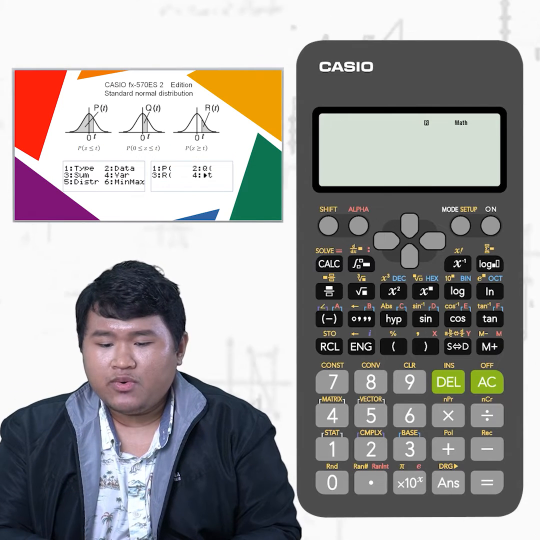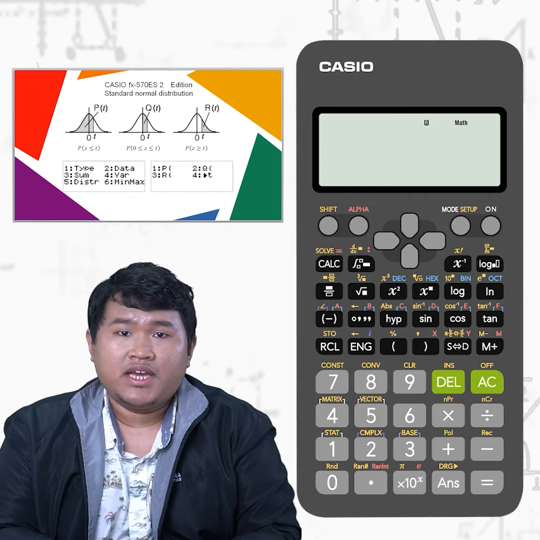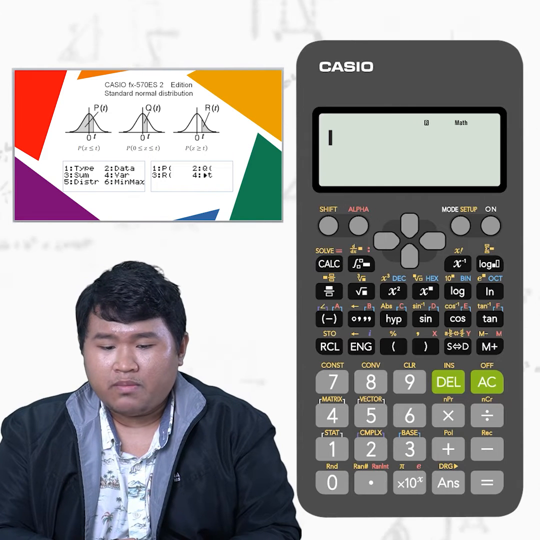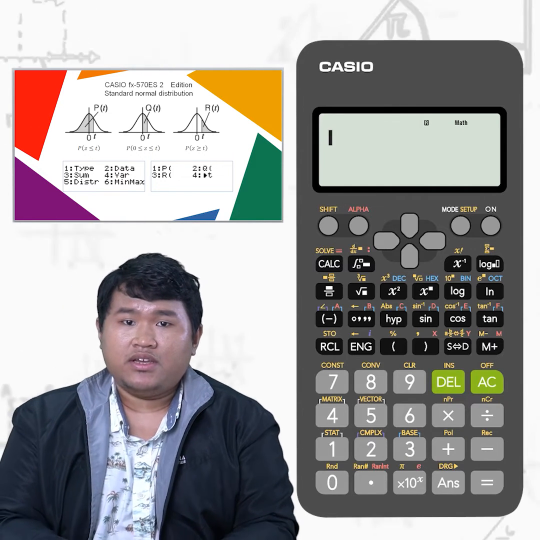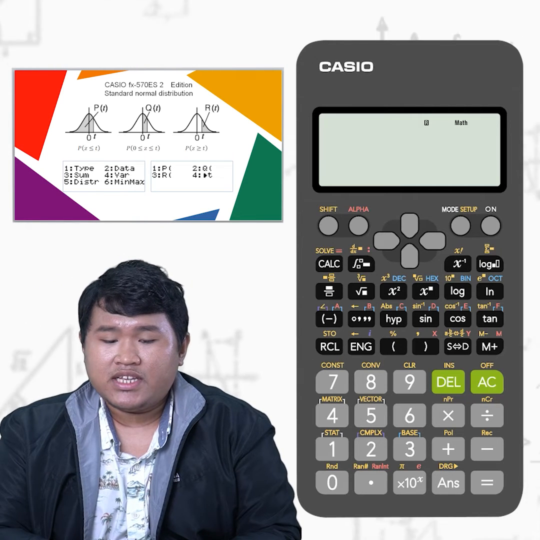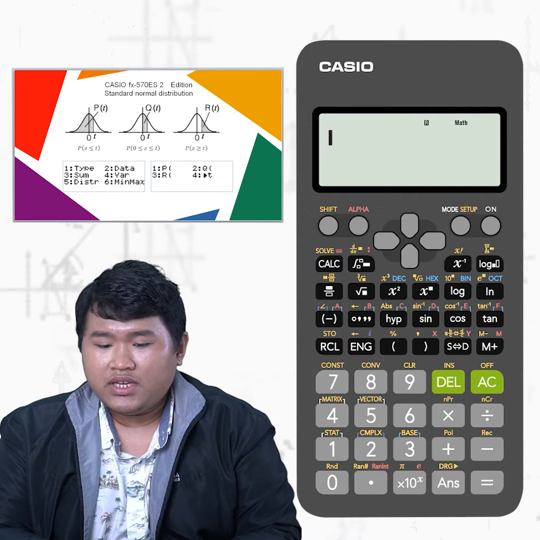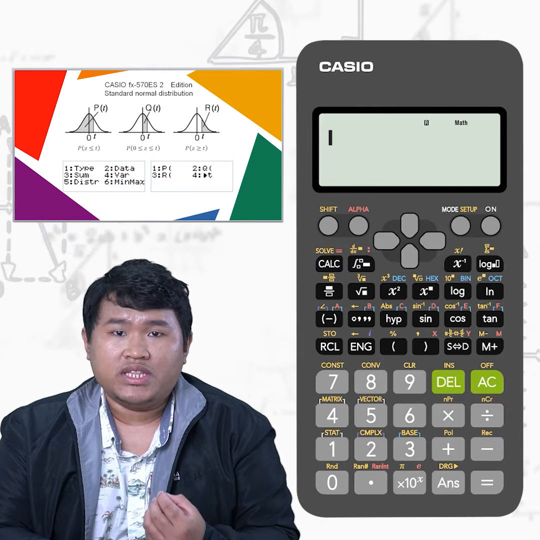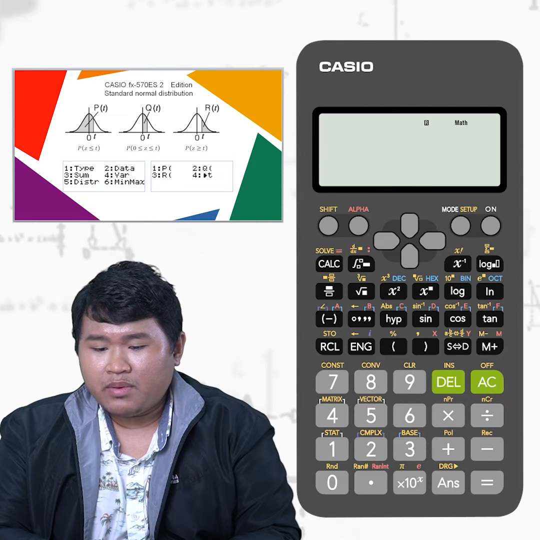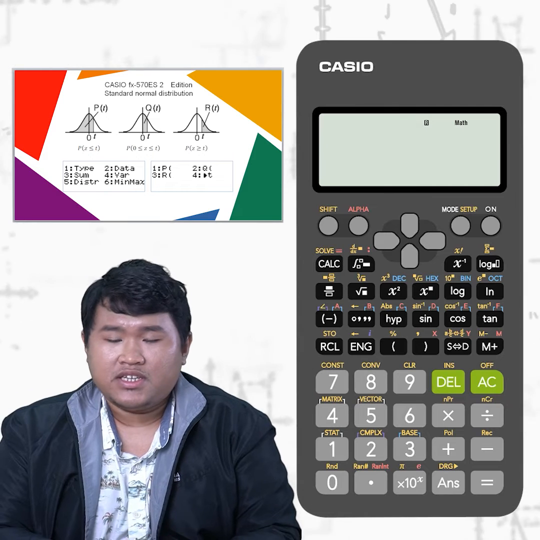Now, in the calculator, we have these three options. We have P, Q, and R, representing three different areas given a variable t. P represents the probability that the given value of z is less than t. Q is the probability that the given value z is between 0 and t, and R is the probability that a given value of z is greater than t.